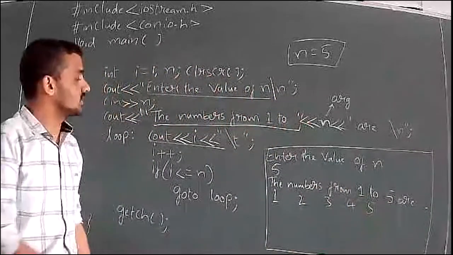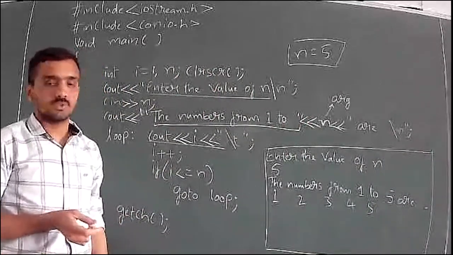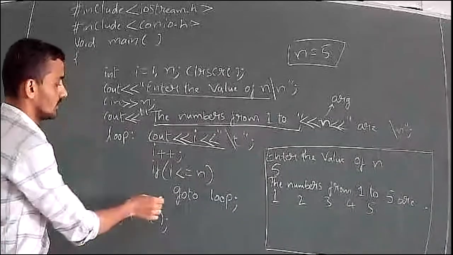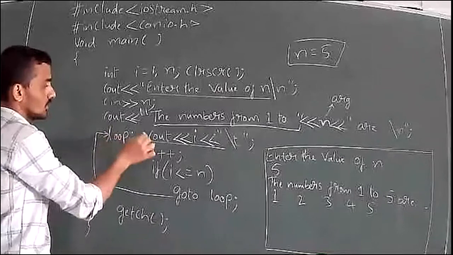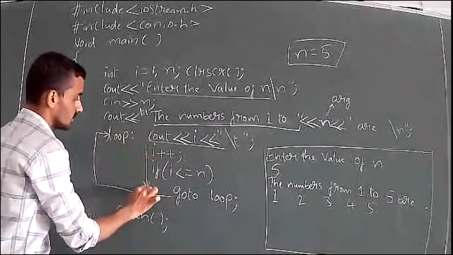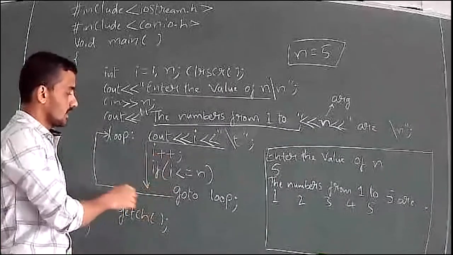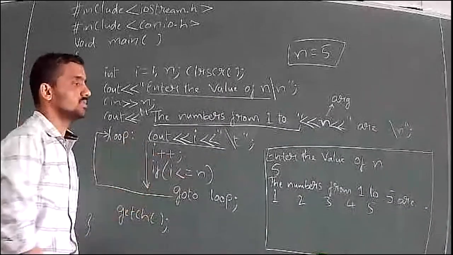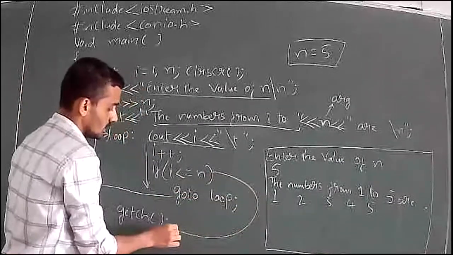We have already discussed this tracing on the board, so we will directly go to the program part. Whenever this goto statement is executed, program control moves back and these statements are executed one after the other. It keeps on repeating till this condition becomes false. Once this condition is false, we come out of the loop.